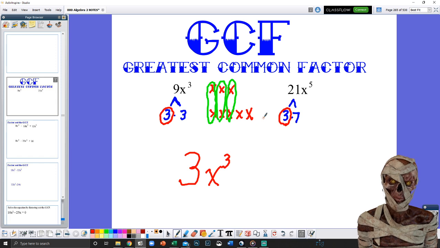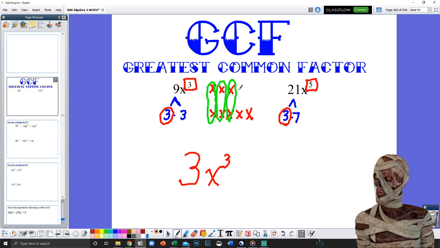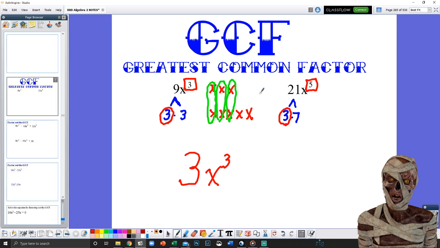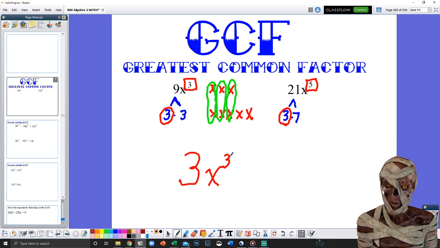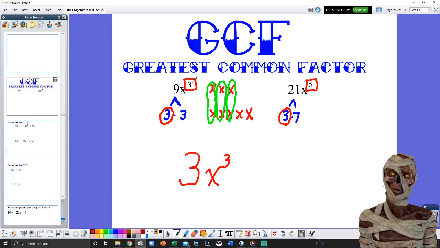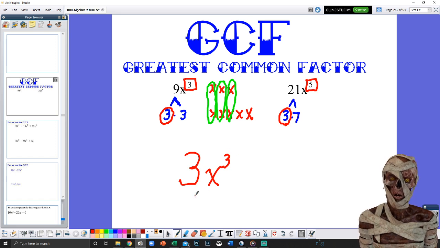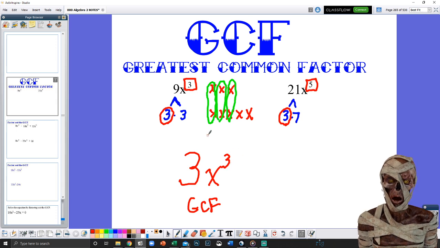That would take forever. So instead, what I'm going to do is I'm just going to look at my two exponents. Whichever one is the smallest exponent is the one that will run out of x's first. And that will end up being my answer. So in this case, my exponents were 5 and 3. Since 3 is the smallest, I picked 3 for my exponent. So whatever the smallest exponent is, that's what you write here for your GCF. So 3x cubed is my GCF. Smallest exponent there, and then whatever they have in common goes in front.